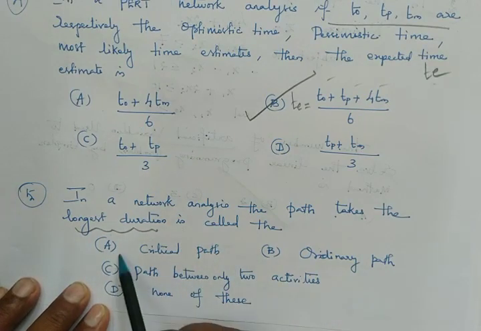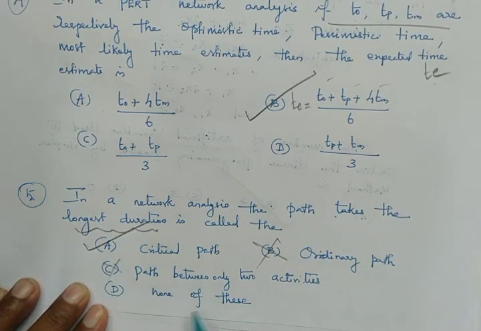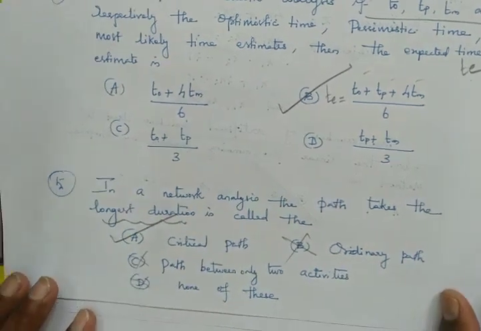Therefore it is called the critical path. It is not an ordinary path, and it is not a path between two activities. None of the others is right. Only the network analysis path that takes the longest duration is the answer. Longest indicates critical, the toughest one. So the critical path is the right answer to this given problem.